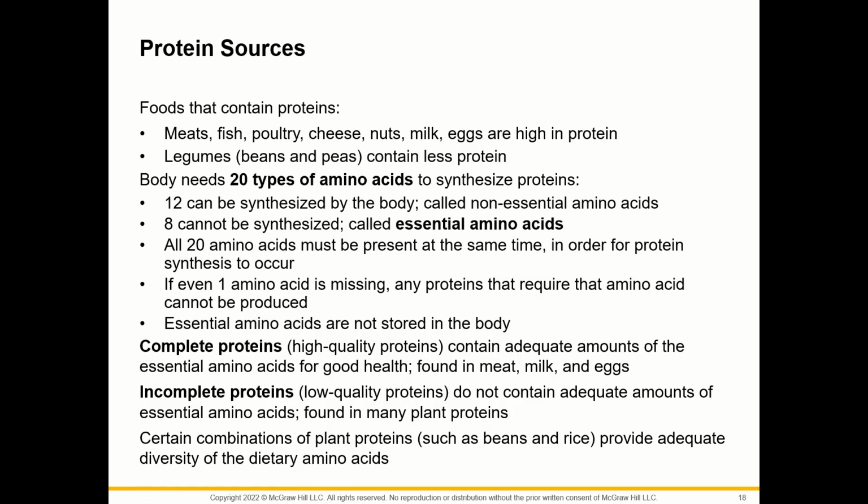Foods that contain proteins include meats, fish, poultry, cheese, nuts, milk, and eggs. Of those, lean meats and fish and poultry are going to be great sources. Cheese in moderation, because it does come with a lot of saturated fats. Nuts have a lot of monounsaturated fats, but they can still cause weight gain if consumed in large numbers. But nuts also have vitamin E, and so they're very healthy.